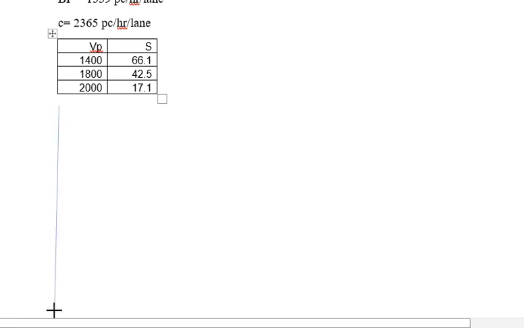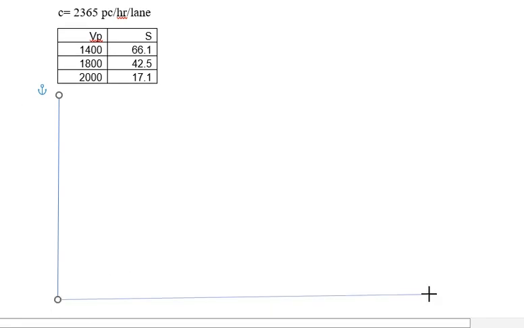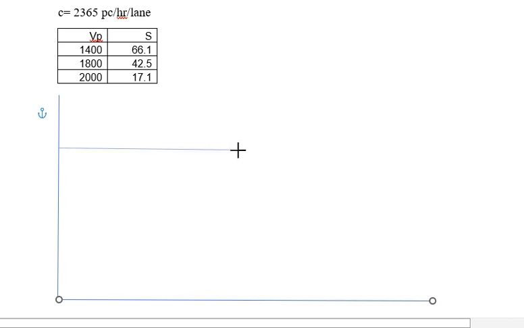So this one, the vertical axis, this one, the horizontal axis. So horizontal axis will be Vp and vertical axis will be the speed. Okay, so speed, this value, I'll start with a very straight line, and this value should be the free flow speed.